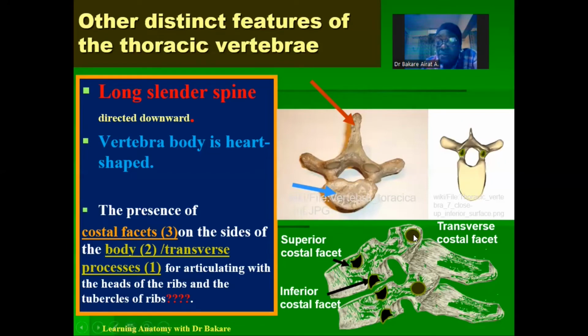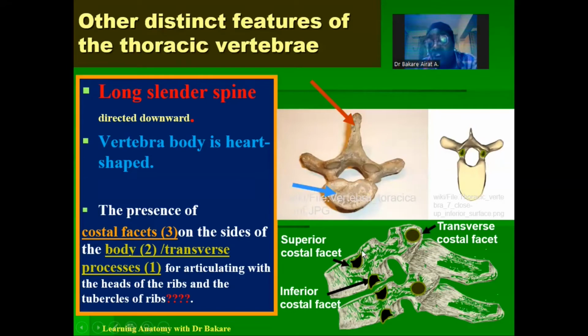Then on the transverse process, we have 1 on one side. So this is the transverse costal facet. We also have another transverse costal facet on the other side, making a total of 2 transverse costal facets. So in totality, we have 6. We have 3 on one side as it is being presented here. On the other side, we also have 3. So we have 2 on the body, 1 on the transverse process, and a total of 6.